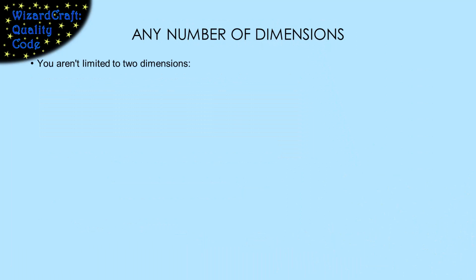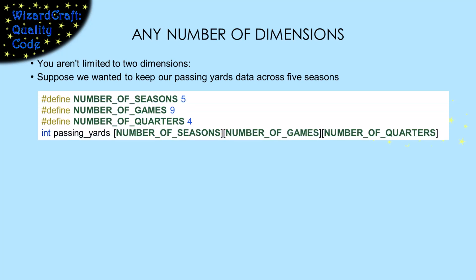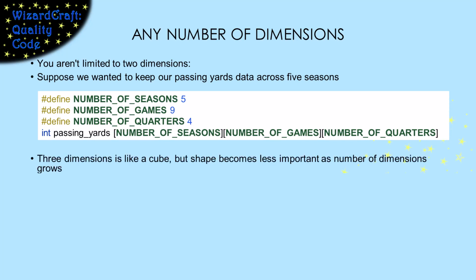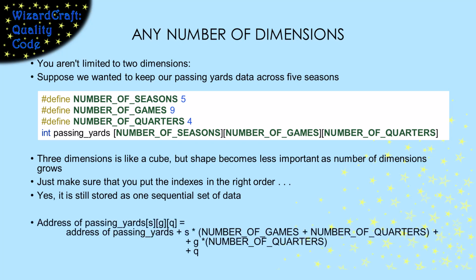Now, I've done all of this with 2 dimensions, but there isn't a limit on that. We could have as many dimensions as we want. Suppose we want to keep our passing yards data across 5 seasons, where every season has 9 games. We could add 1 more dimension for the season number. That makes our data like a cube, one plane for each season, stacked next to each other. When we do that, even though it feels like there are 3 dimensions, C is still storing it as a one-dimensional array, putting the planes in order and doing the math to compute where a particular position is stored.